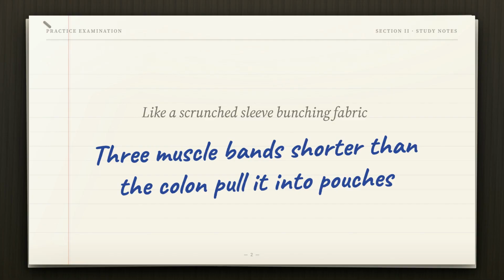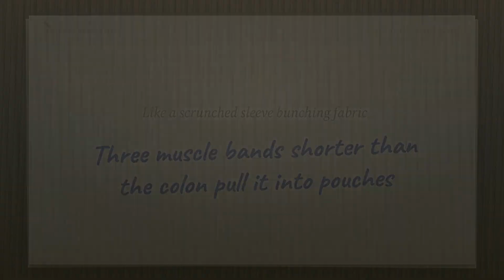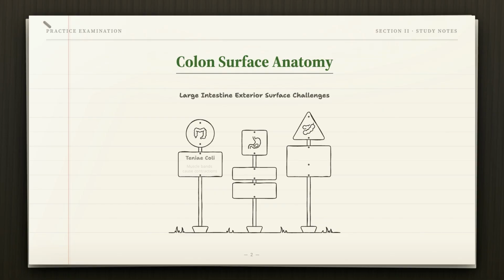and because these bands are shorter than the colon itself, their tone bunches the wall into pocket-like sacs called Haustra. The Teniae are the cause. The Haustra are simply the effect of that muscle geometry. 2 extra features complete the colon's exterior.